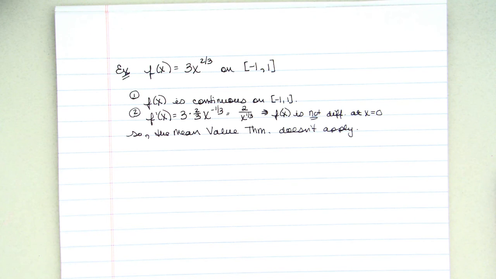Let's check this in Desmos. See what happens. Okay, hopefully you see that, yeah, there is no place where the slope of the tangent line equals the slope of that secant line. This is an example of why we need that differentiable condition. Just being continuous isn't good enough.